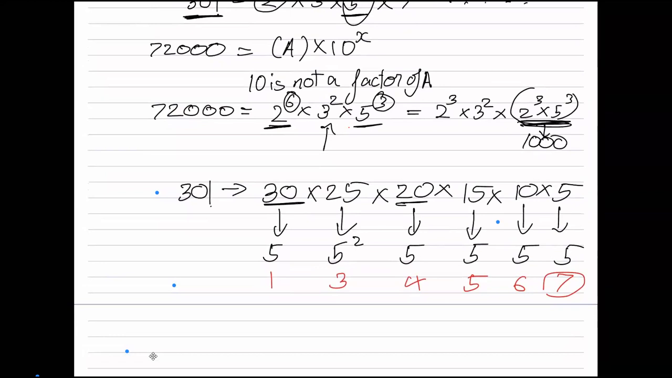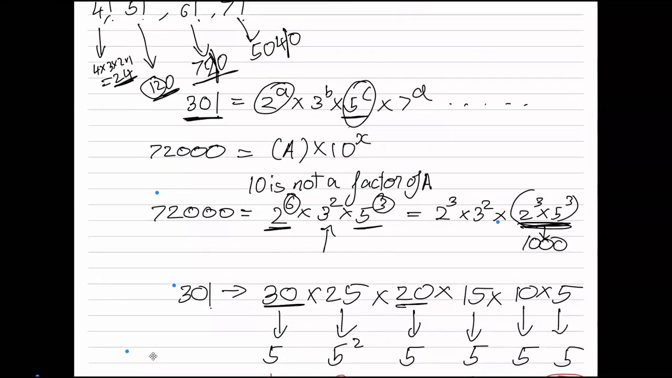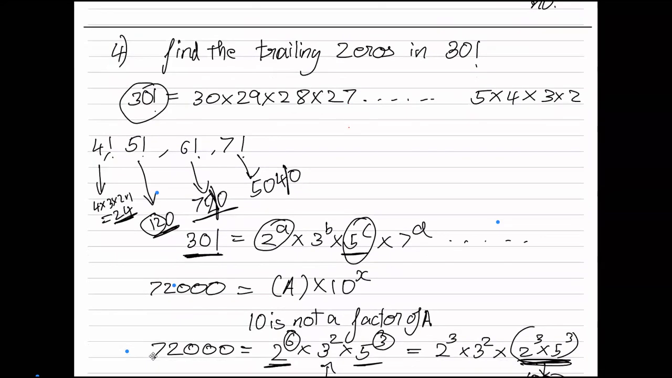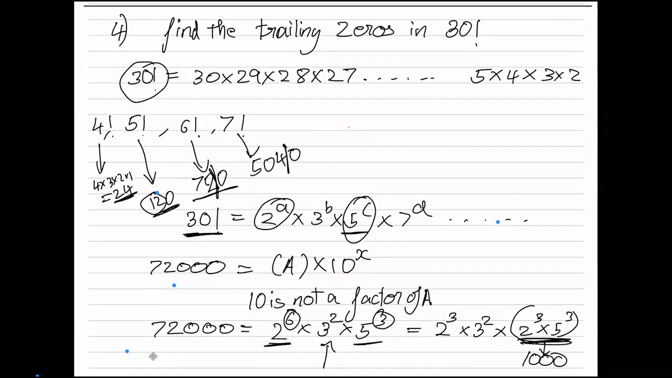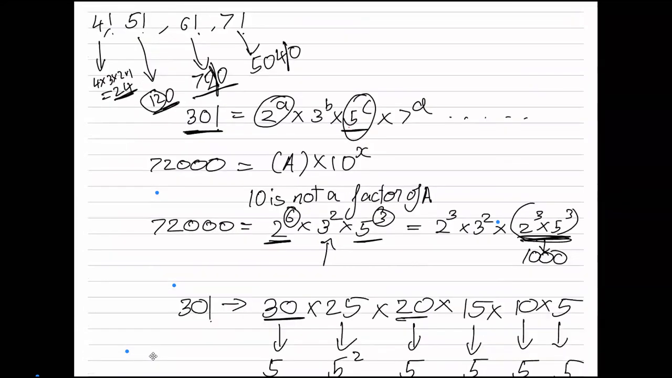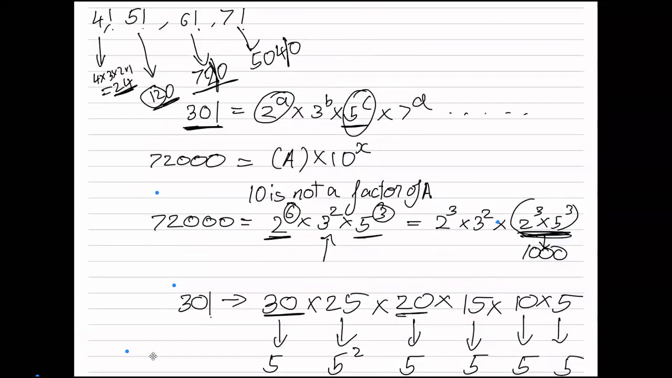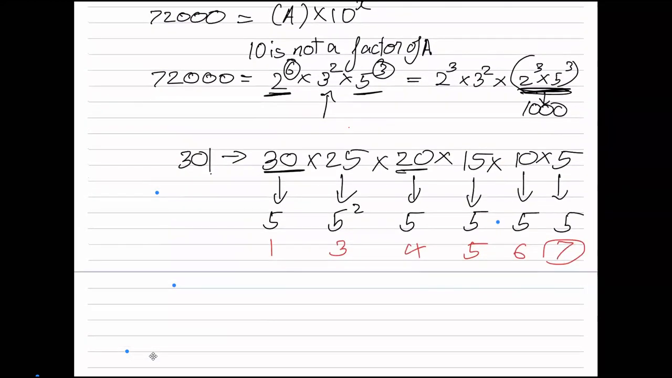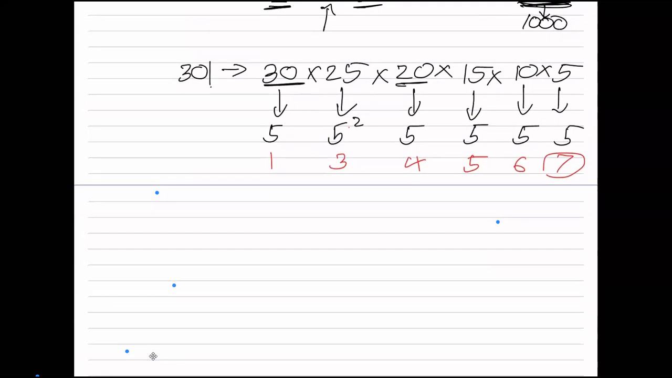So the number of powers of 5 will be less than the powers of 2, obviously. So we only need to calculate the powers of 5, since that is what will give a larger number. Now notice what is happening.